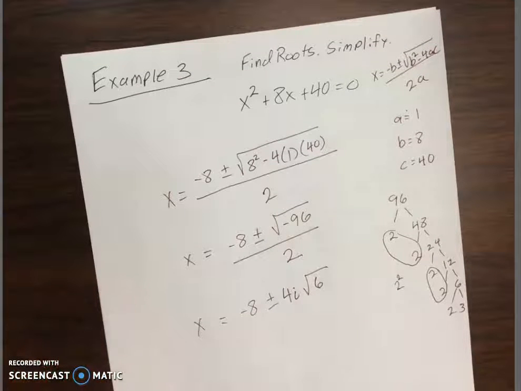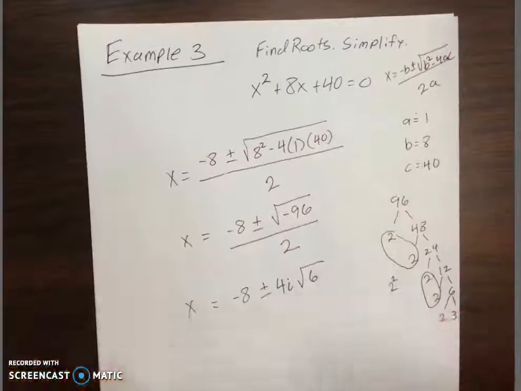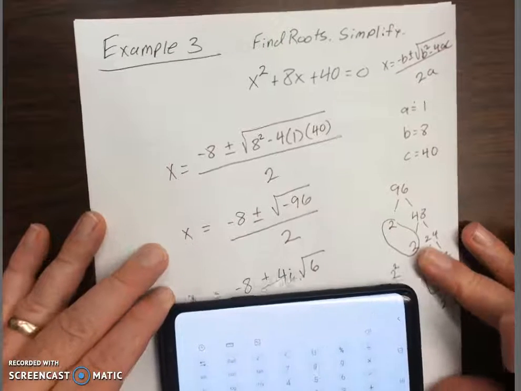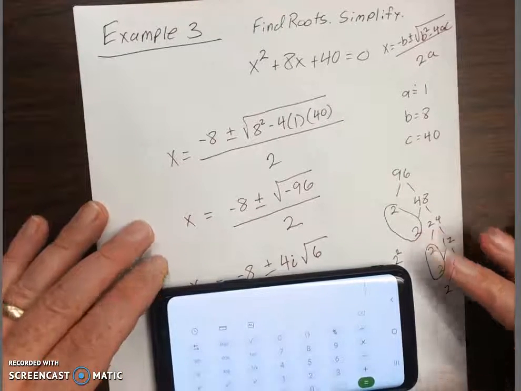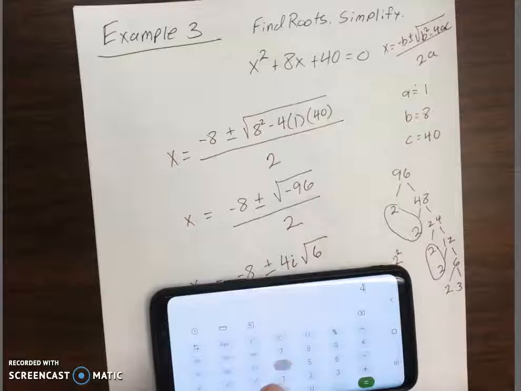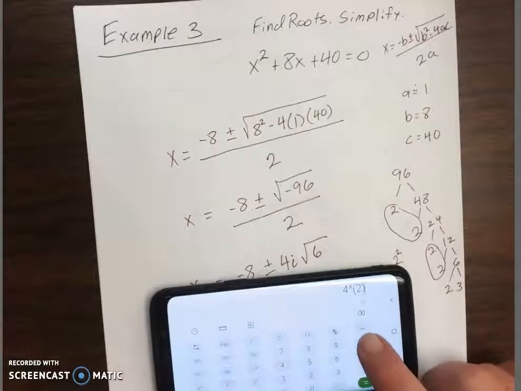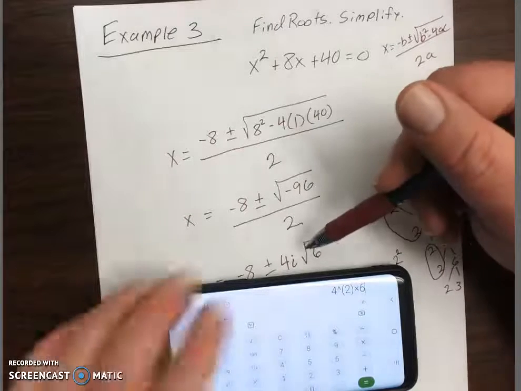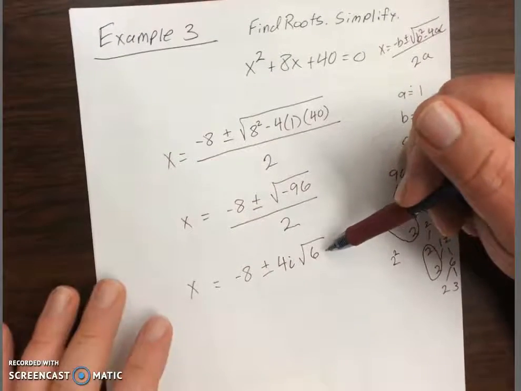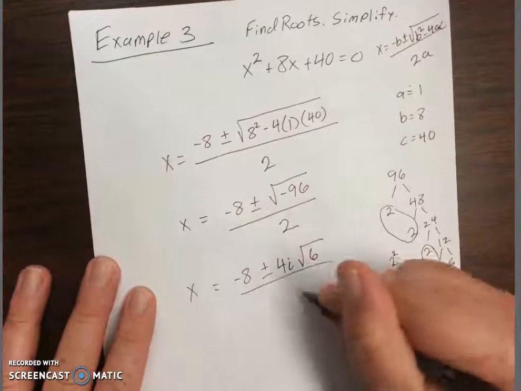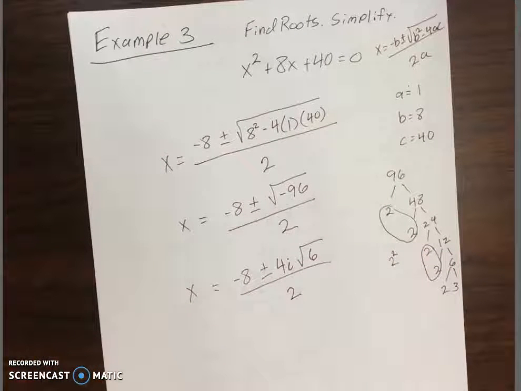An easy way to check this, again with just the calculator you have at the house: I had 4 times the square root of 6. Whatever you get out of the square root, go 4 squared times 6, and it gives me 96. So you should be able to square what you get out and multiply by what's left underneath the radical and get what you started with. Don't forget, it's still over 2.